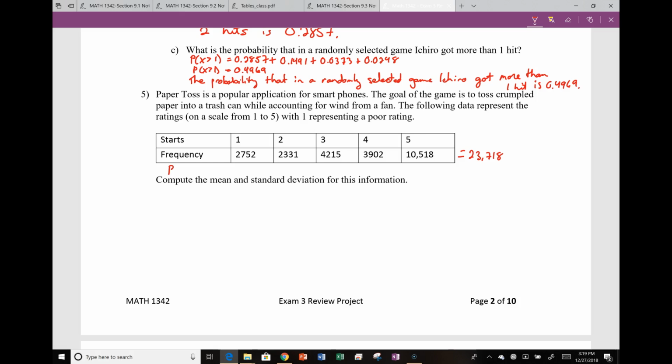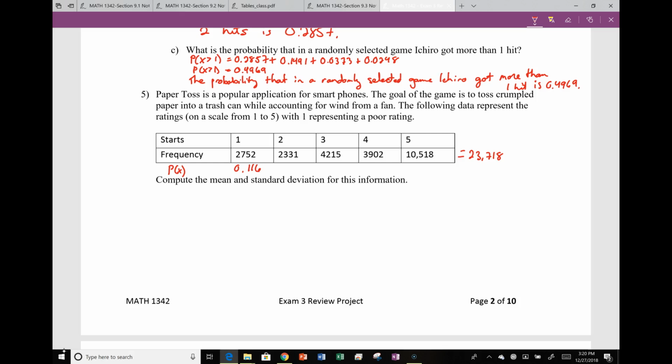So in order to get the probability, it is the exact same thing as relative frequency. When we talk about relative frequency, we talk about the frequency divided by the total. So for a rating of 1, we're going to take 2,752 divided by 23,718. And in that case, we get 0.116.